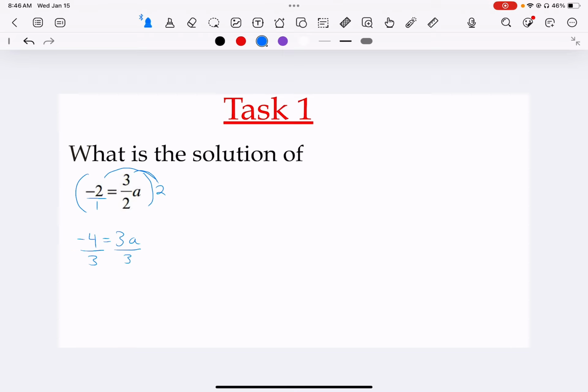Divide both sides by 3. Negative 4 over 3 is negative 1 1/3. Negative 3a divided by 3 is just a. So my answer is negative 1 1/3 equals a.